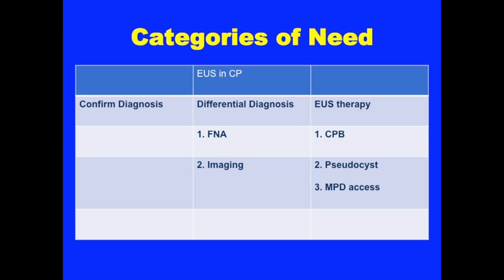Today we'll also talk about FNA, and we'll look at some imaging changes that we're trying to make to improve our accuracy. We do have a third arm here, which is EUS therapy, celiac plexus blocks, pseudocyst management, and duct access. You can thank Rob that I'm going to eliminate a portion of this from my talk, so it'll lead to an earlier break.